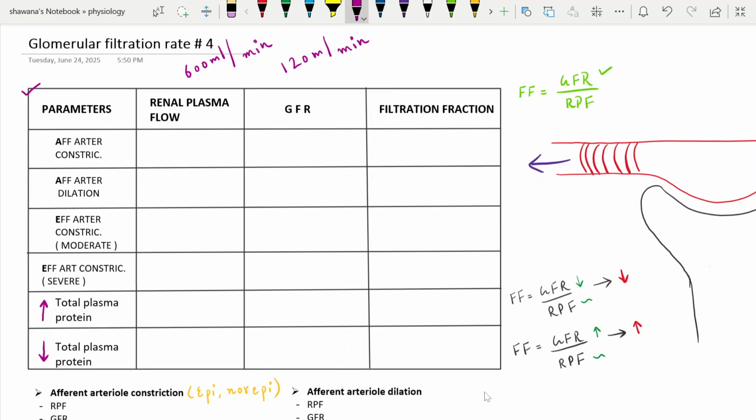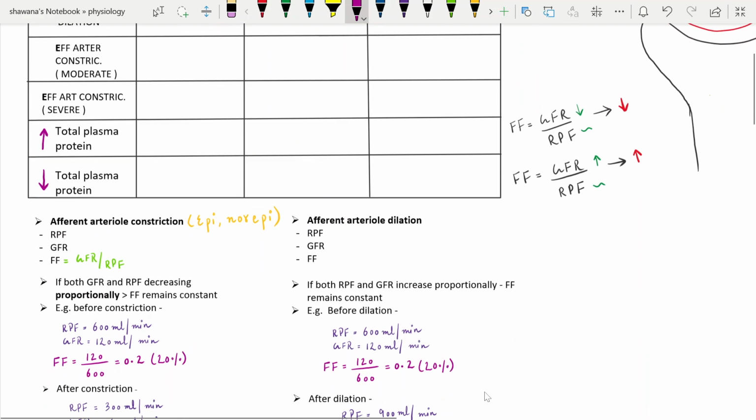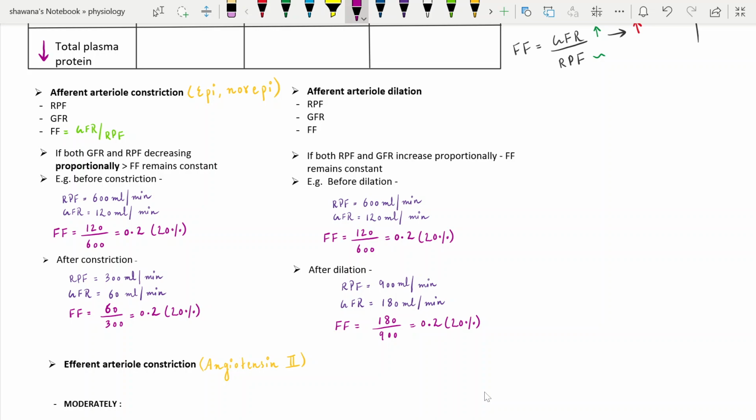Filtration fraction is the division of these two, in which the GFR is the numerator and the renal plasma flow is the denominator, as indicated in this formula. So let's discuss these parameters one by one. First of all, the afferent arteriole constriction. Let's discuss theory first and then we fill up the chart.